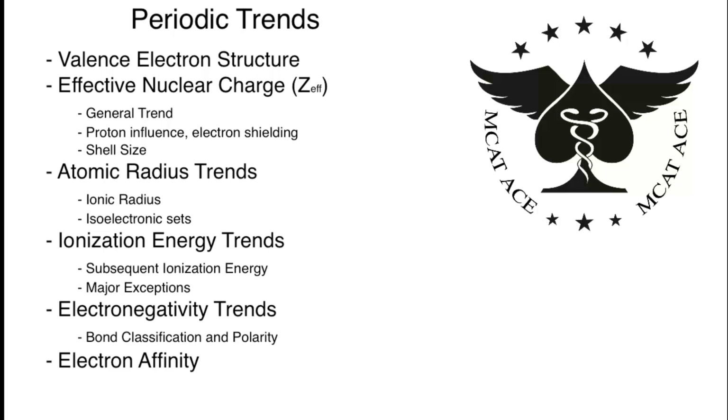And then we will take a look at electronegativity trends, which we have discussed in some other videos. Bond classification and polarity. So electronegativity talks about how well an element is going to take a hold of or share electrons when it's involved in a bonding relationship, and this can classify the bond as nonpolar, covalently polar, or all the way up to close to ionic, depending on the difference in electronegativity values between the bonding partners. And then finally, to wrap up, we'll look at electron affinity.